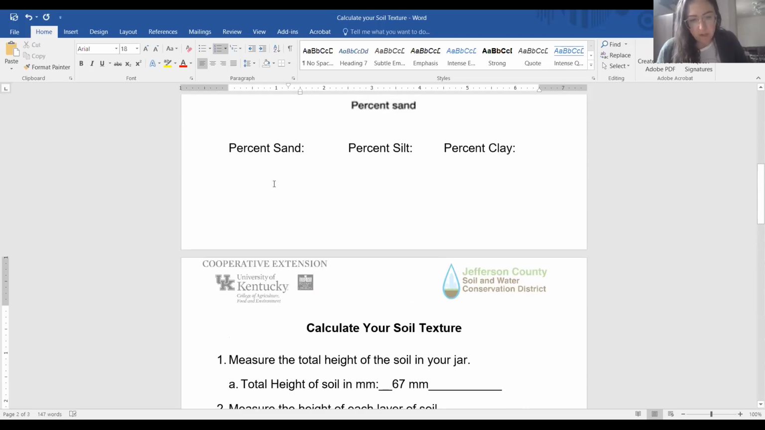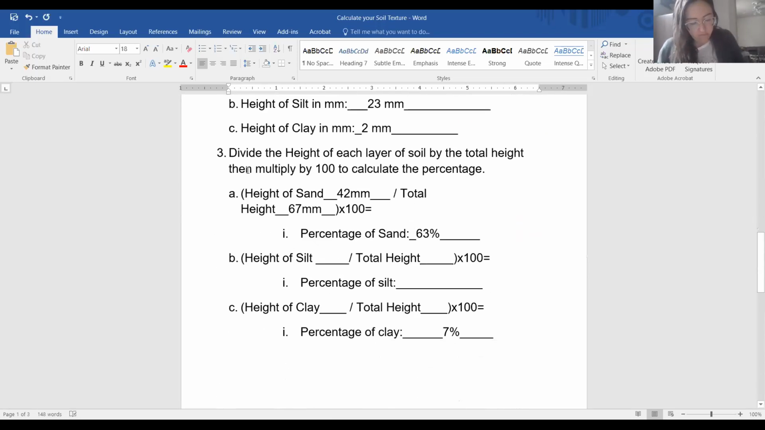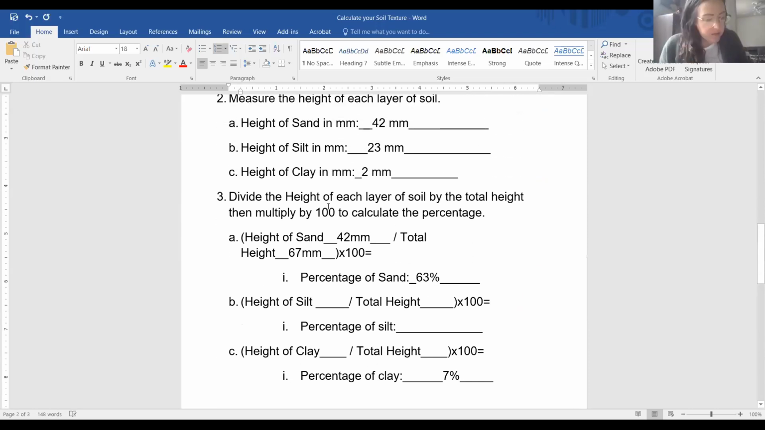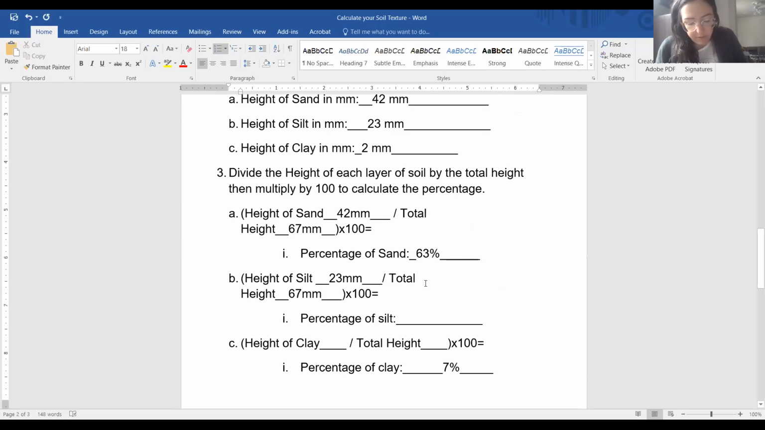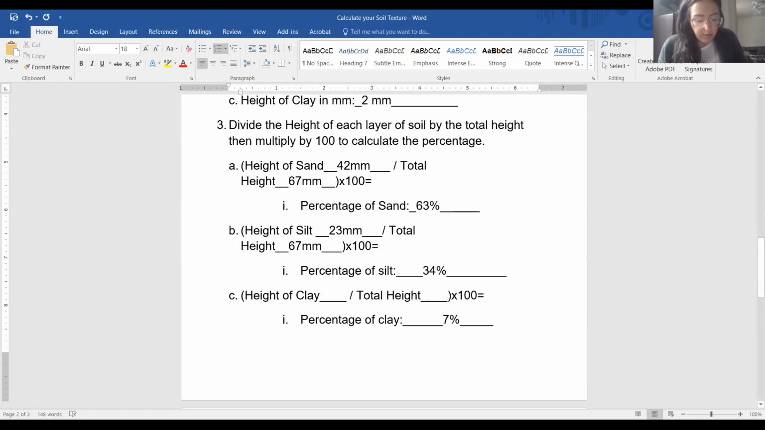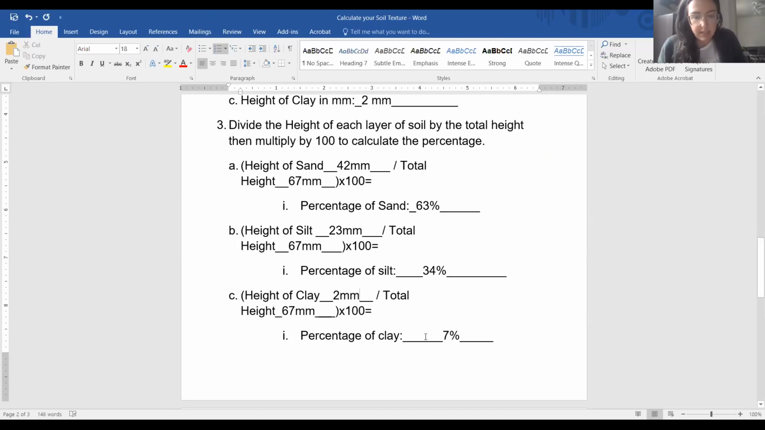And then we move to the second one. Oh, cool. Yeah, go ahead and put that on the front page. That's helpful. Then we move to the second one. We're going to do silt. So silt was 23, and we're going to divide that by 67. And that's going to give us 34%. And then for the clay layer, we've got 2 divided by 67 in that total height. And that's going to give us 3%.